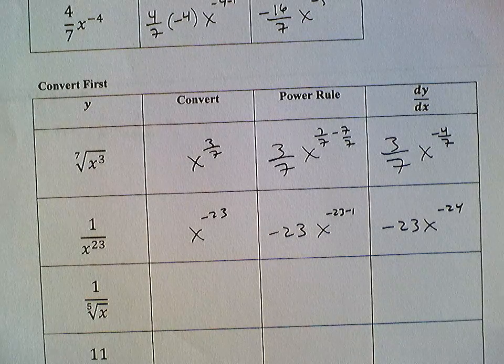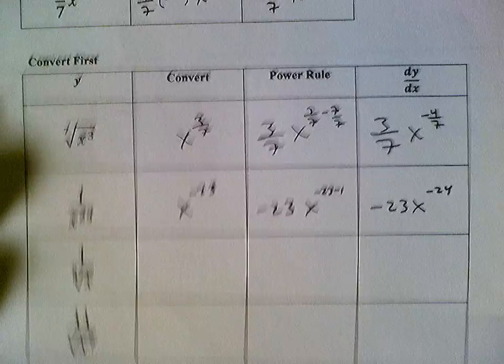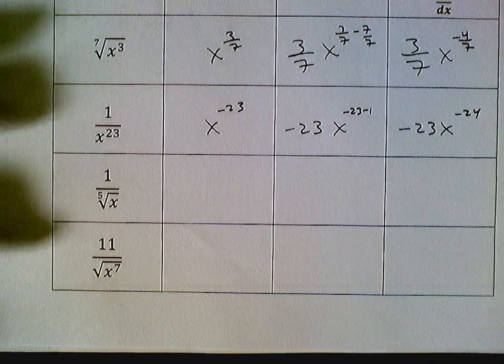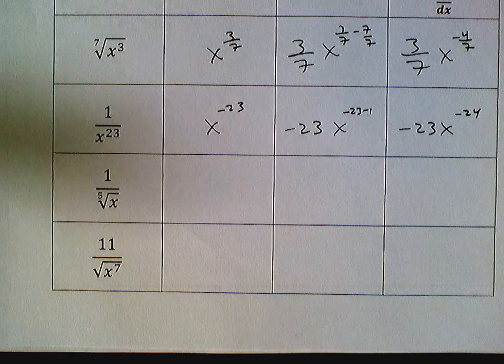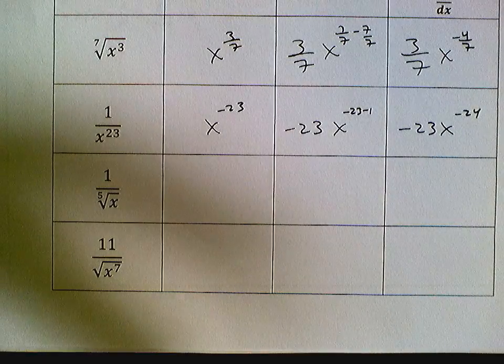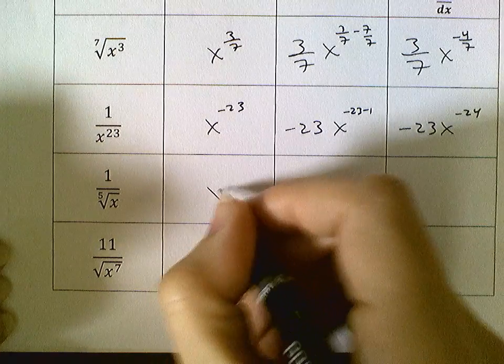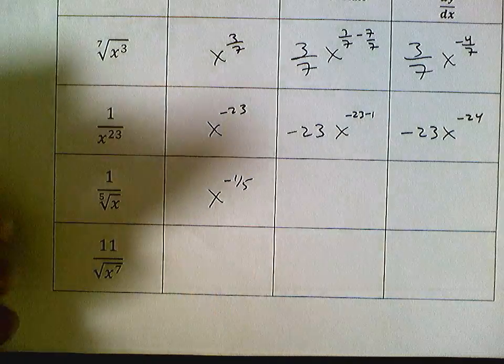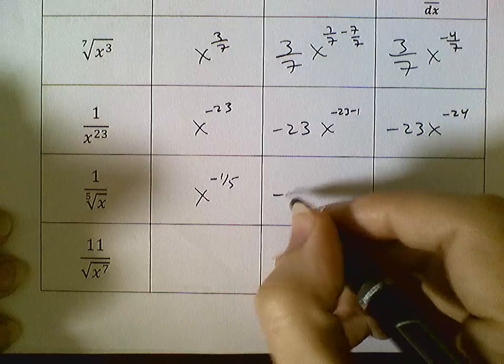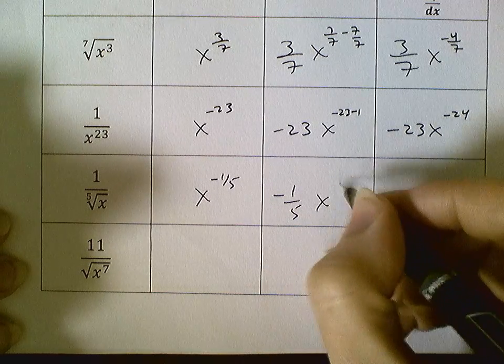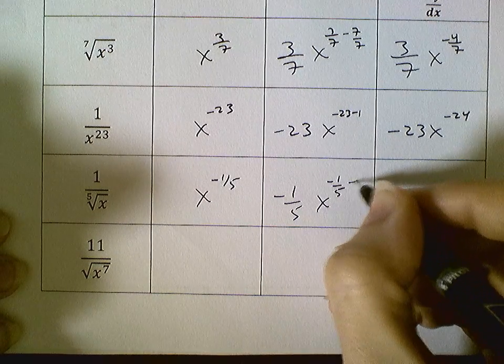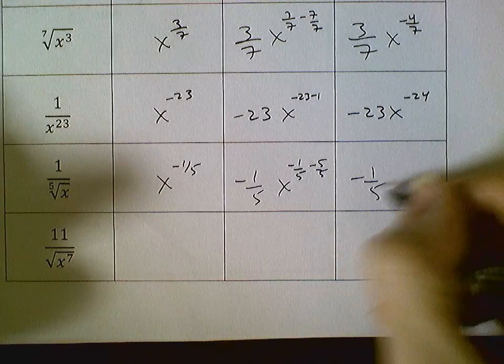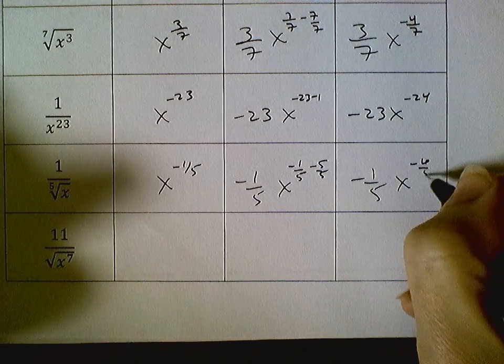Okay, here's another one. So this is like the previous two situations combined. We have a radical and a denominator. So I'm going to convert like this. This is x to the negative 1/5. So power rule, negative 1/5 x to the negative 1/5 minus 5 over 5. Negative 1/5 x to the negative 6/5.